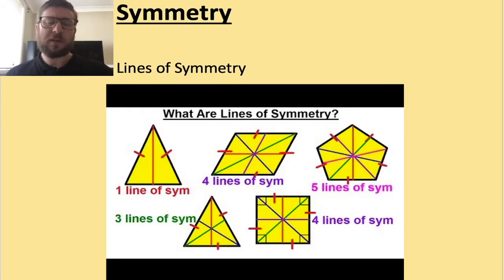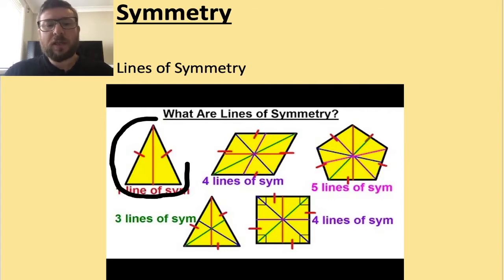Now, as we know, lines of symmetry are lines that are drawn through shapes that mean that the shapes, when they're folded together, don't have any overlap. So for example, this first triangle here has one line of symmetry, because if we draw a line up the middle from the base to the base and fold it in half, there are no overlaps. Now, it doesn't have a second line of symmetry because we can't draw a line of symmetry through here, because if we folded the shape down, it wouldn't work.